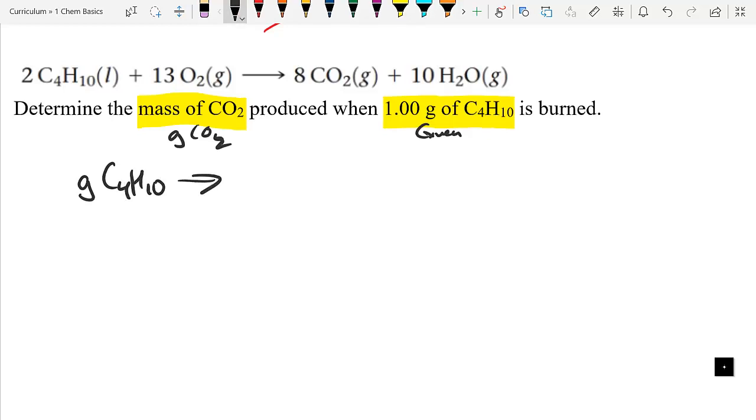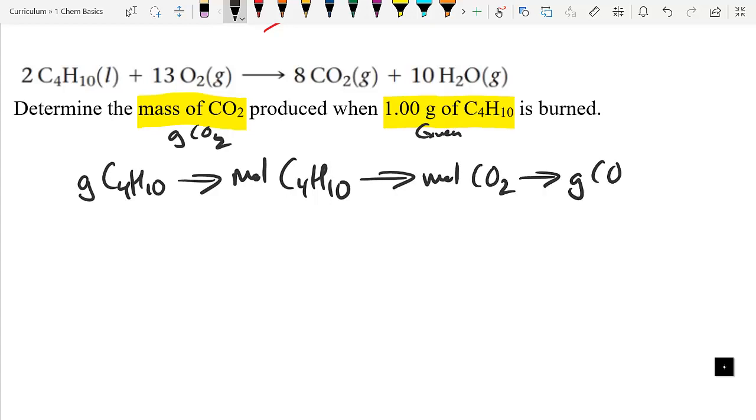And in order to do a comparison using these coefficients, I have to get into moles, so into moles of said C4H10. The next step in that process is to look at the ratio and convert from mole to mole. Now I want to go to moles of carbon dioxide. Finally, to grams of carbon dioxide.